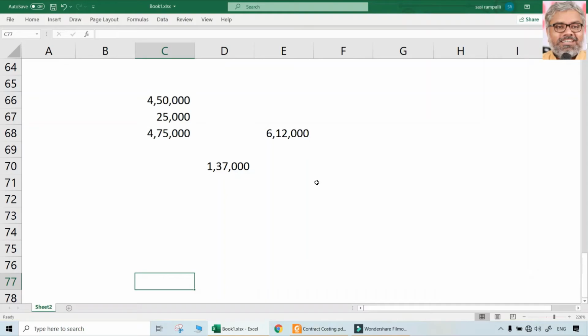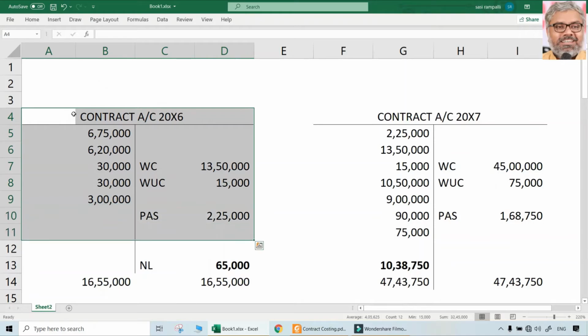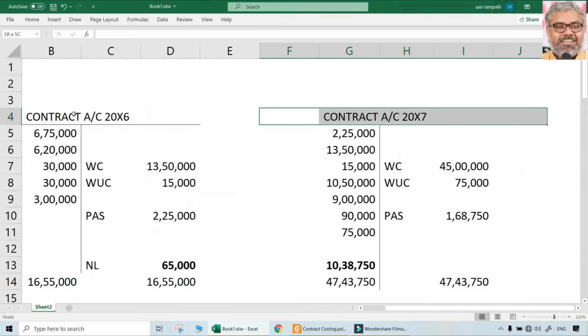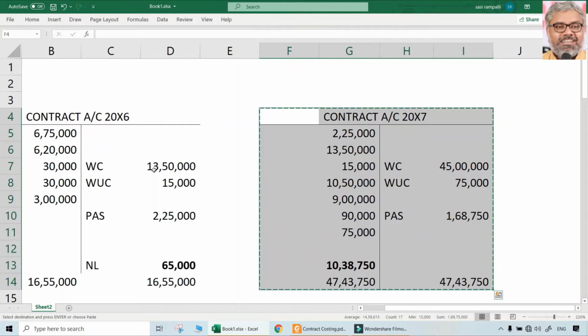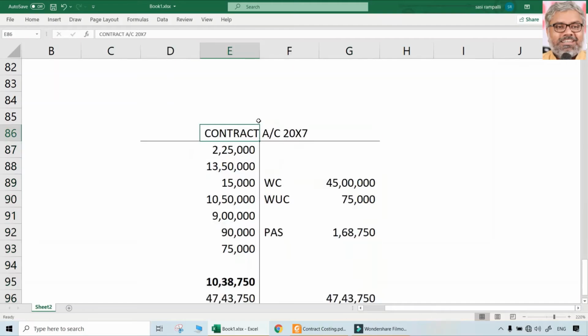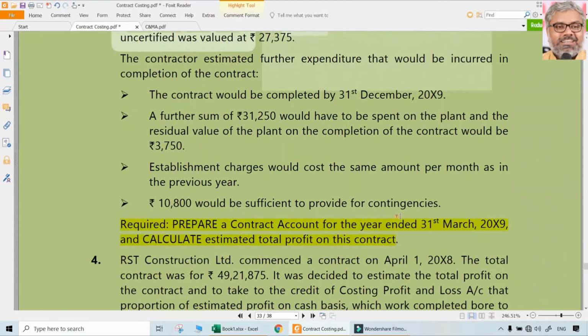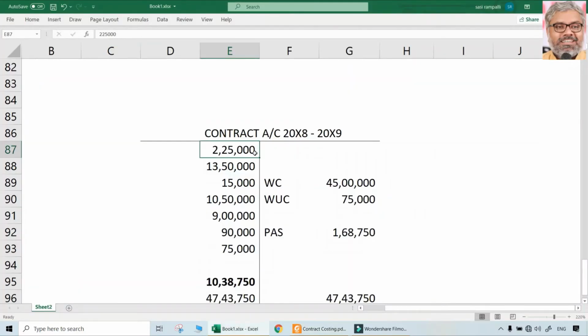Normally, what is supposed to be prepared? So, contract account. Let's take the same format and fill the data whatever is available with us. So that is a contract account which was asked for the year 2008-9, right? 31st March 2009. That is a year for which the contract account is supposed to be prepared.